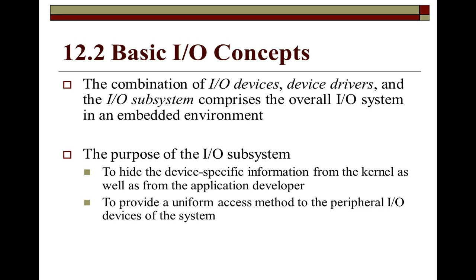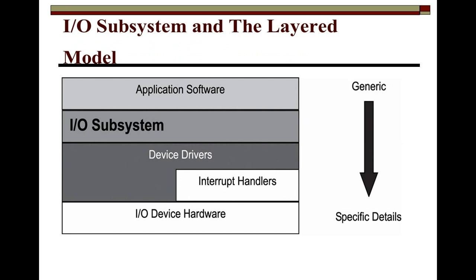Second, the input output subsystem provides a uniform access method to the peripheral input output devices of the system. Here you can see the input output subsystem as a sub layer in the layered model. This is the generic flow from the top layer to the bottom layer. First comes the application software layer, then the input output subsystem layer, then the device drivers, which apply to all the input outputs.